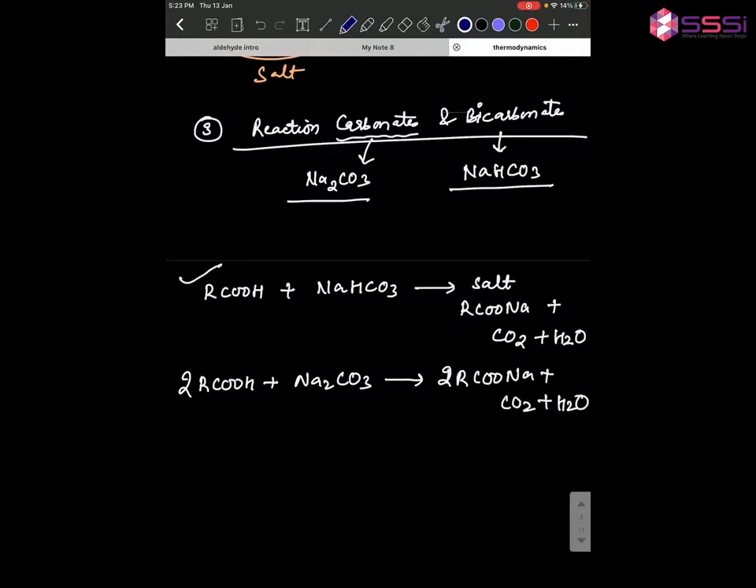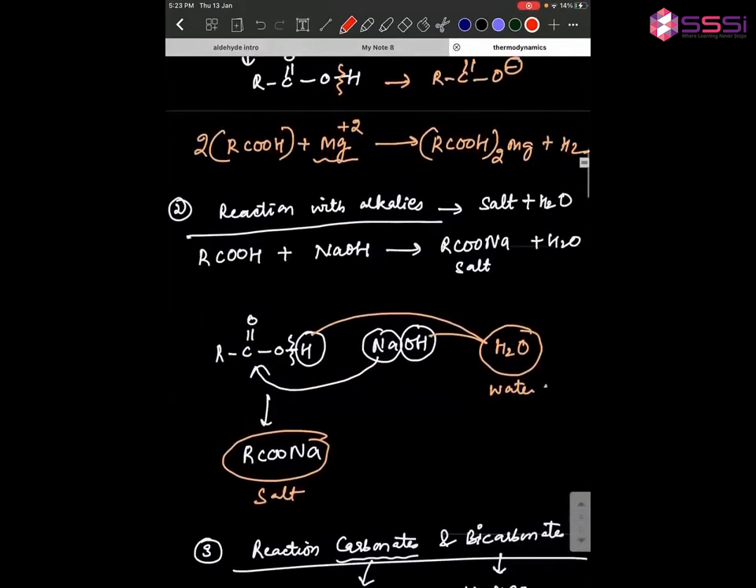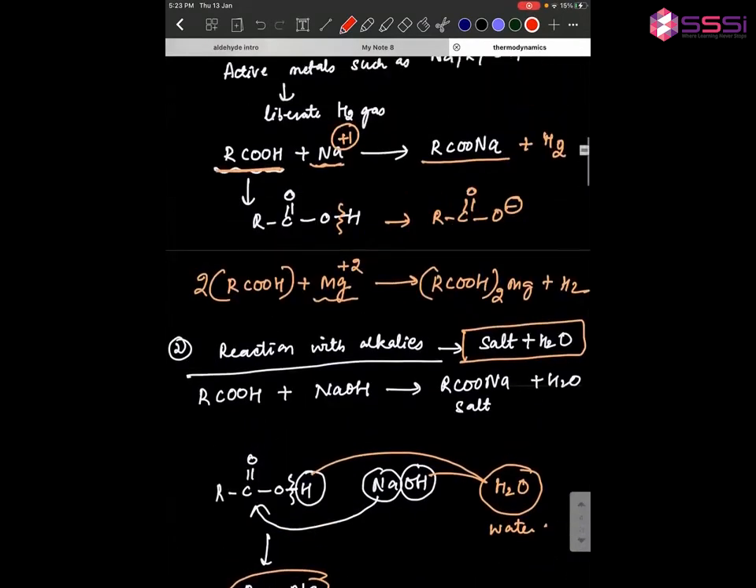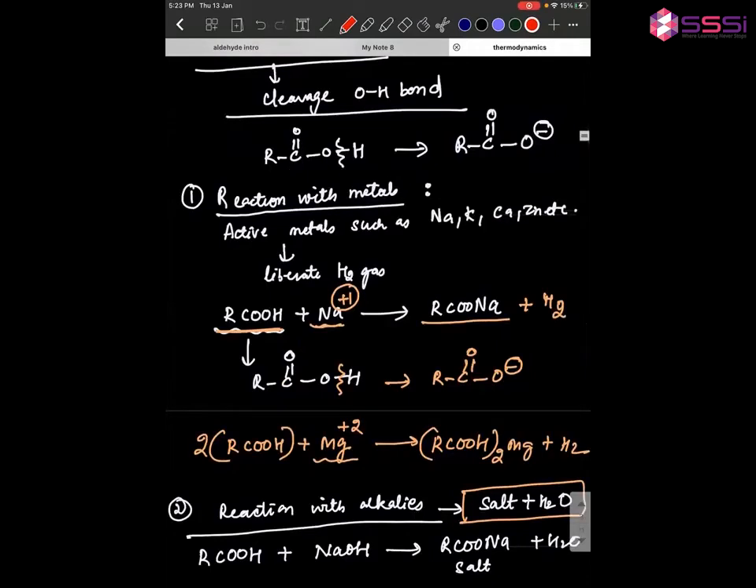The reaction with sodium carbonate and sodium bicarbonate. As a product you will be getting salt, and in both you will be getting CO2 and H2O. Only the difference is in the number of molecules. What were you getting with alkalis? You were getting salt and water. What were you getting with reaction with metals? You were getting H2 gas with salt. So if you have noticed, then the salt product is common in all these, right?